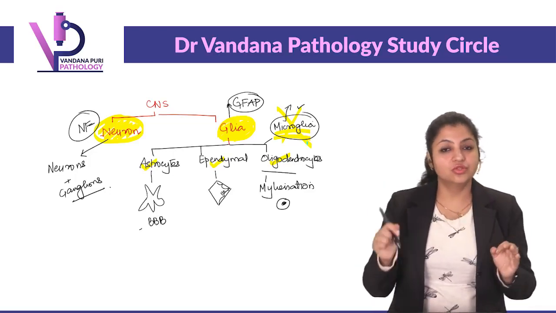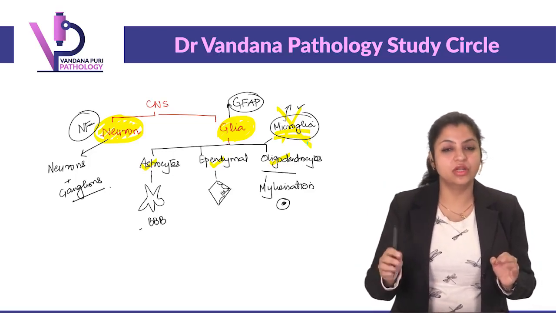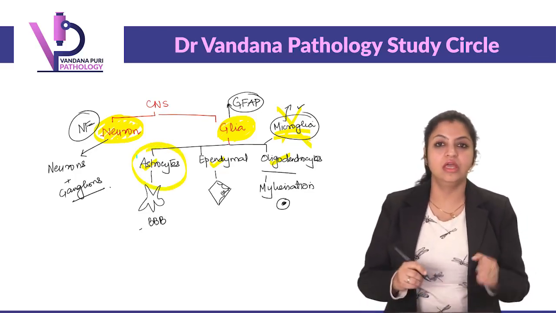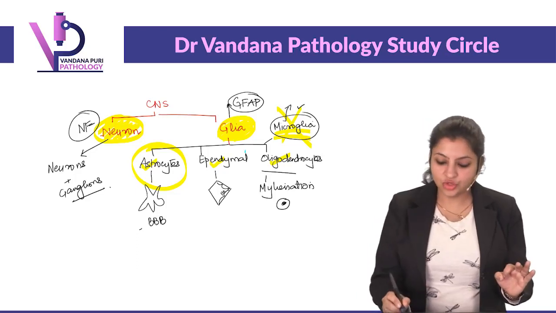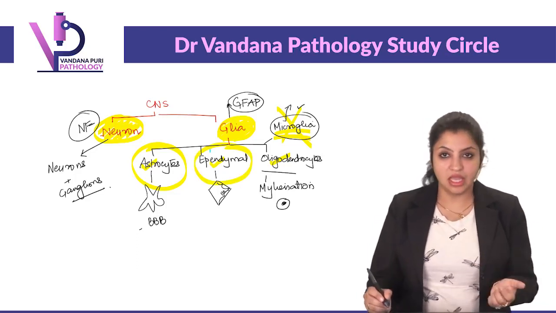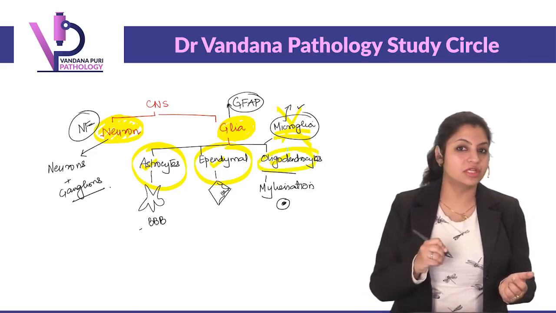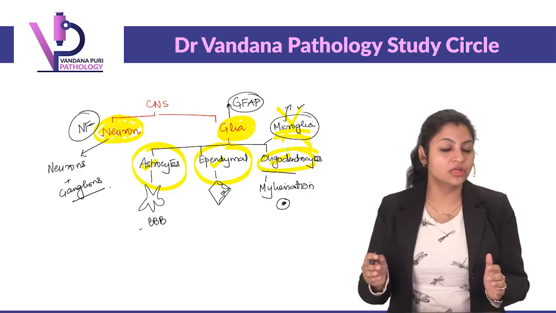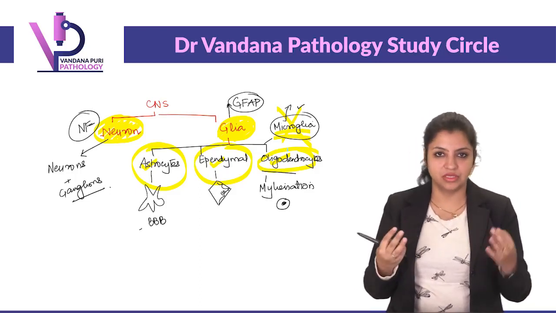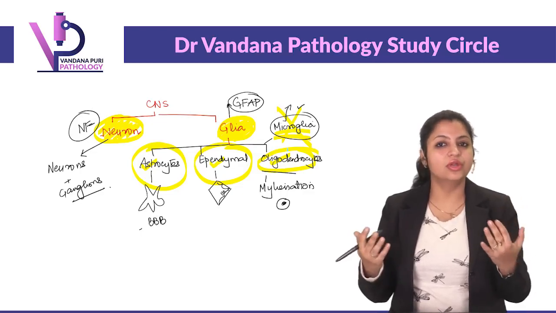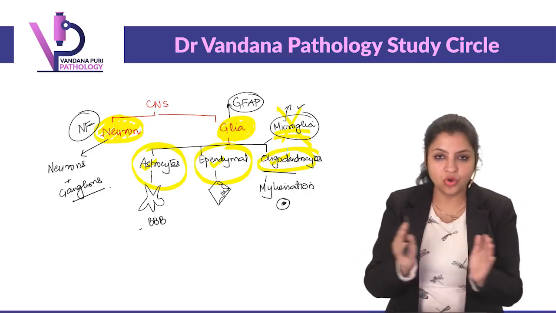Three types. Those which arise from astrocyte are called astrocytoma. The tumor arising from ependymal cell is called ependymoma. And the tumor arising from oligodendrocyte is called oligodendroglioma. So how many types of gliomas are there? Three types. Astrocytoma, ependymoma and oligodendrogliomas. These are broad categories.